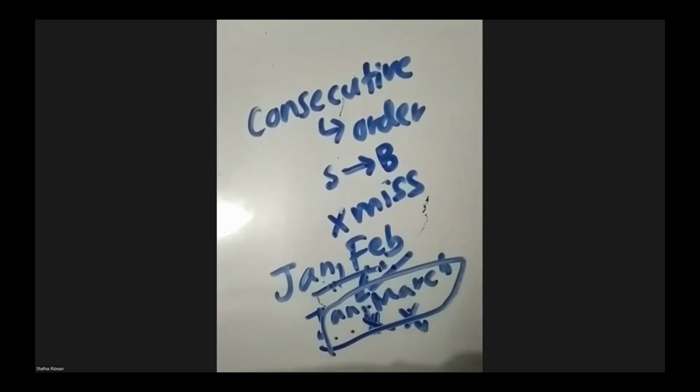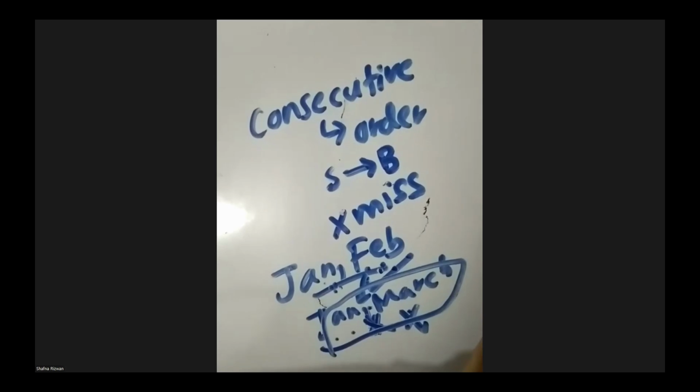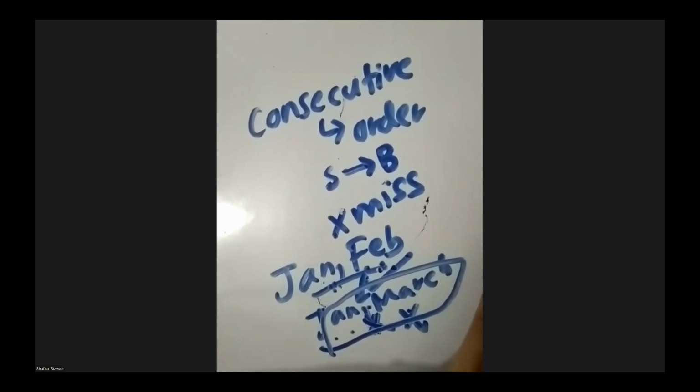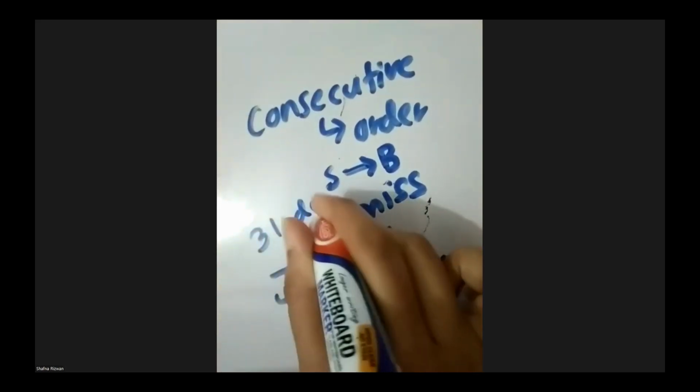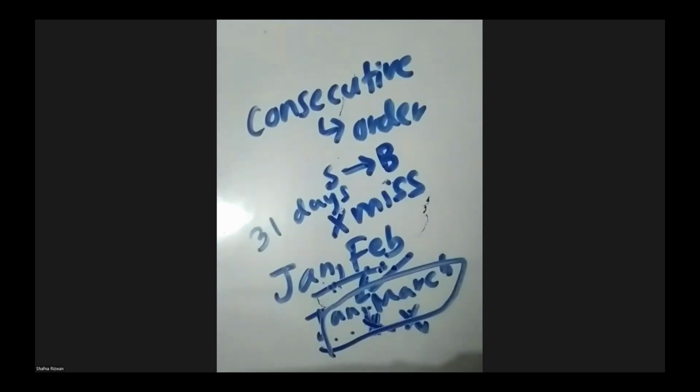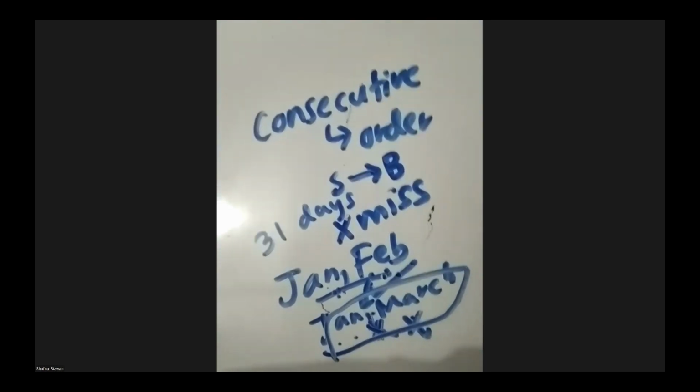Did you understand? But here, what's the question? They are asking you to write two consecutive months with 31 days. They are asking you to write two months, consecutive months with 31 days. How can you write that?